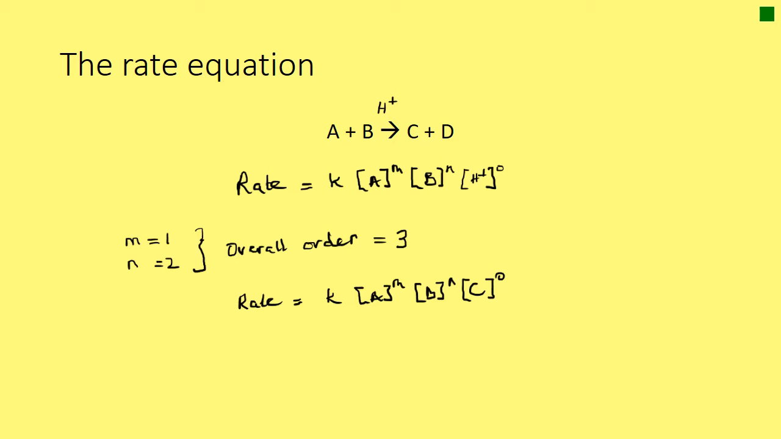Okay. However, M could also be 2, in which case it's a squared relationship between the rate and concentration of A. In which case it would look like this, where as you increase the concentration of A, the rate increases by the square of that concentration.